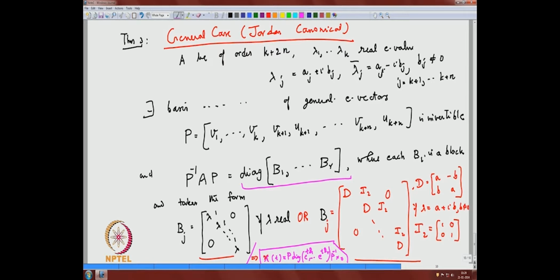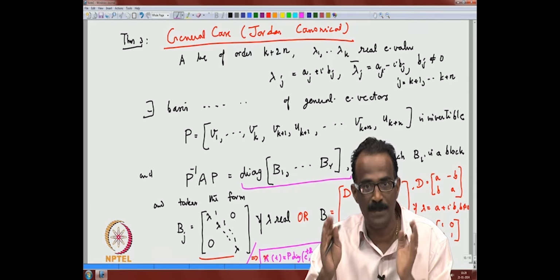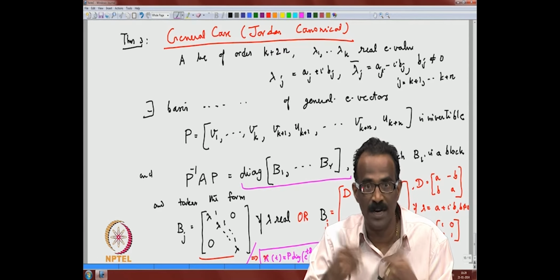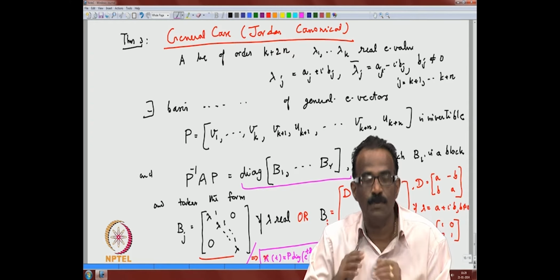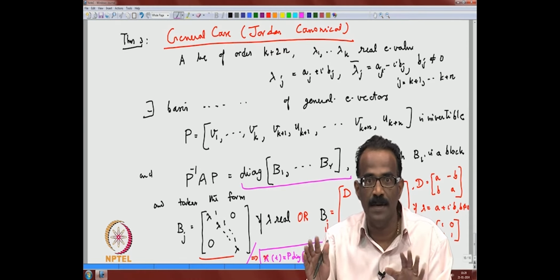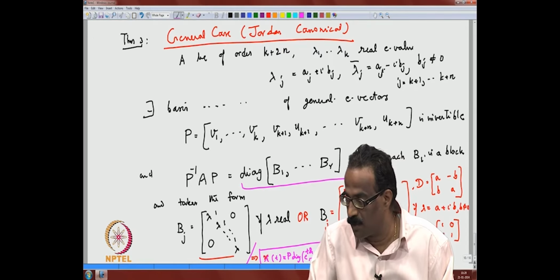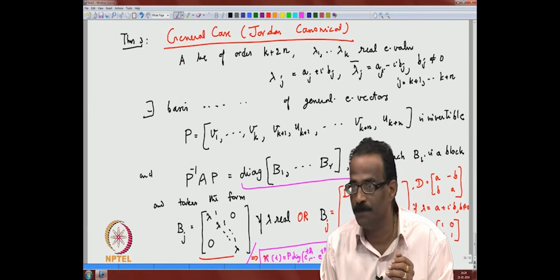And how to compute e power t Bj? Each e power t Bj is a submatrix of the same order as Bj, and how to compute e power t Bj is what we discussed yesterday. So, this gives you the complete analysis of the Jordan decomposition and representation of the solution for the linear system.